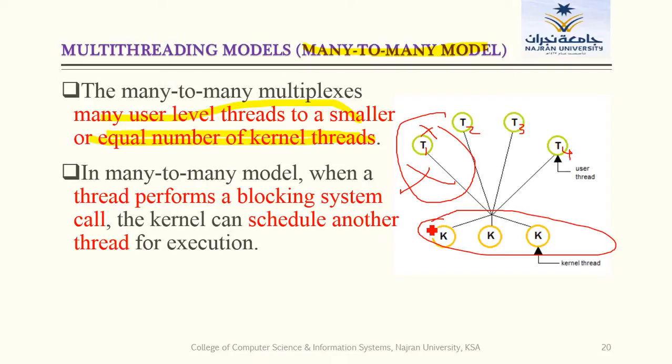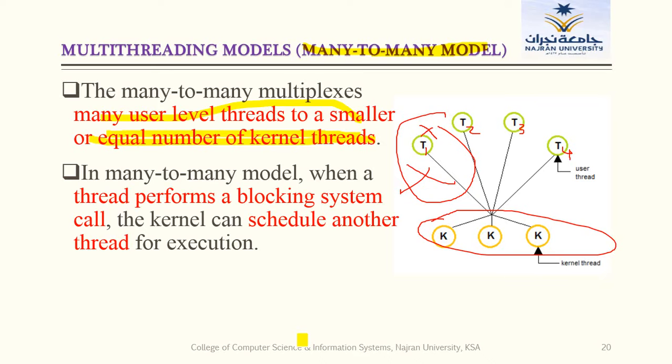So in this model we have more flexibility. When any thread performs a blocking system call, the kernel can schedule another thread for execution. It means the kernel is not affected, only that thread is blocked. Now if we compare all three multi-threading models, many-to-one, one-to-one, and many-to-many, it seems that the many-to-many model is more efficient, better than the remaining two.